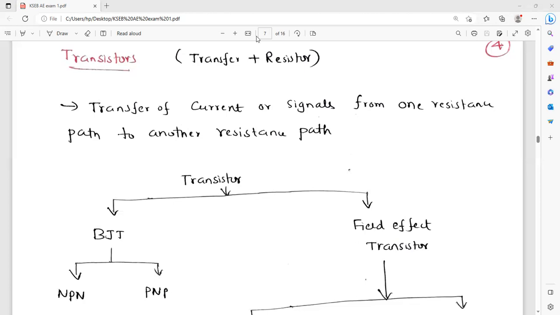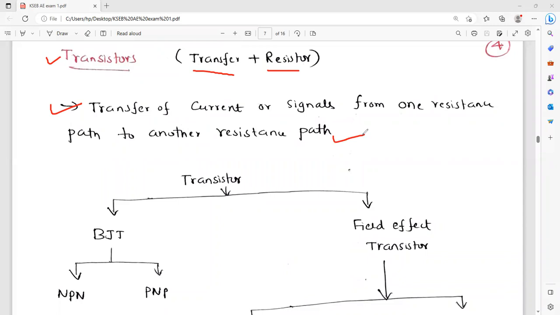So first of all, we'll understand the importance of transistor. So why is a transistor required? Initially, I'll be showing you how the word transistor came up. Actually, transistor is nothing but transfer plus resistor. These are the two words which come under transistor. So the main purpose of transistor is to transfer current or any signal from one resistance path to another resistance path. That's the major purpose of transistor.